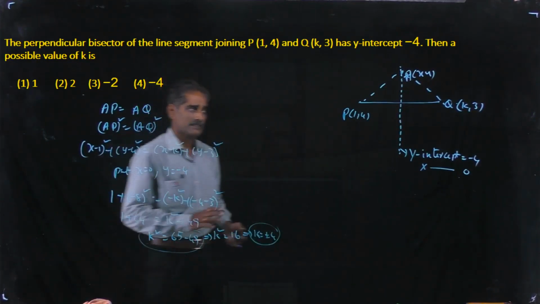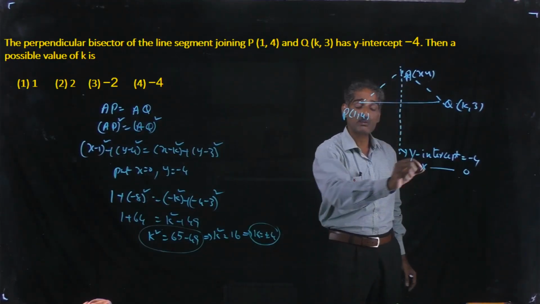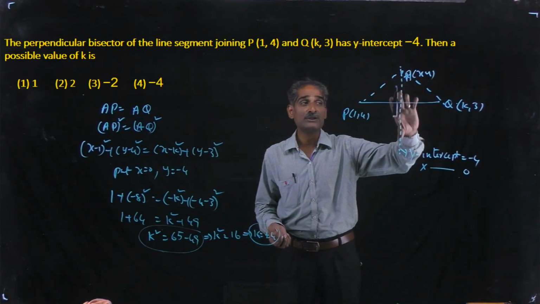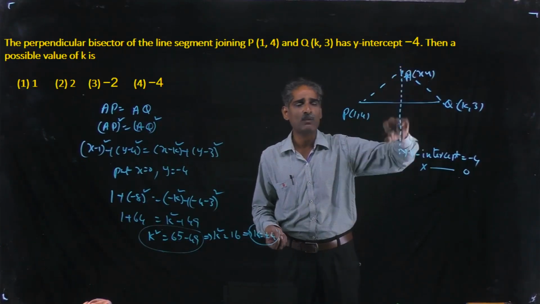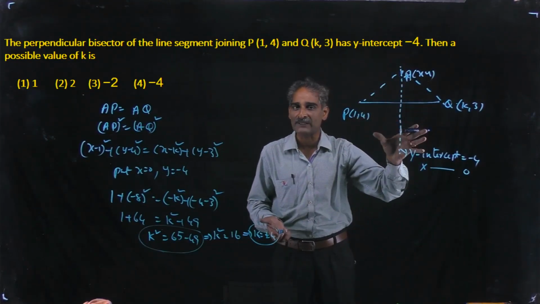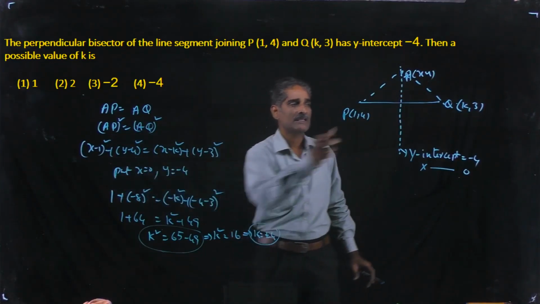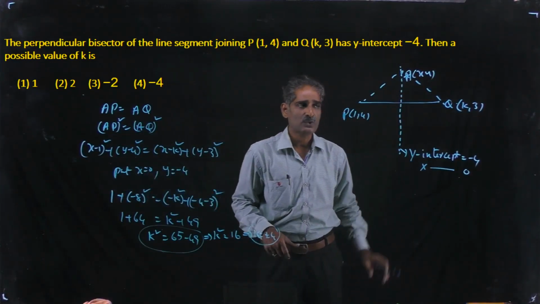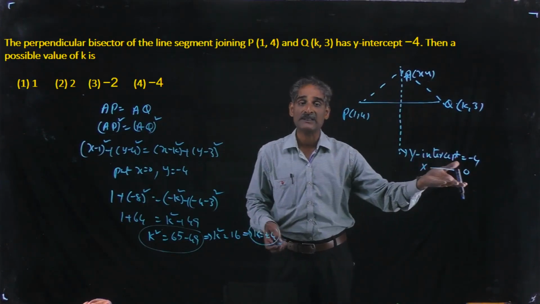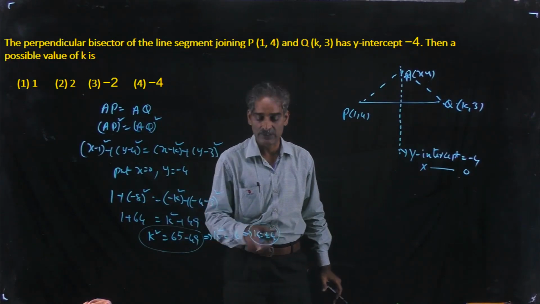Understand? Here, the perpendicular bisector has y-intercept −4. Perpendicular bisector means this locus of points: any point on the perpendicular bisector has the same distance from these two points. With the help of that condition, we get a relation between x, y, h, k like that. In this equation, the y-intercept is −4, at that point x equals 0. So put x equal to 0 and y equal to −4, then we get the k value, k equal to plus or minus 4.